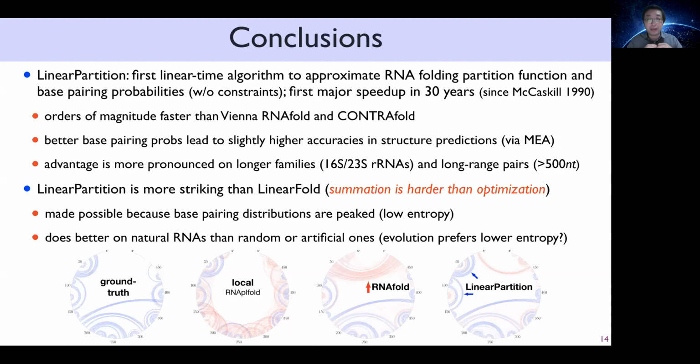And this is made possible because the base pairing distributions are relatively peaked, which has lower entropy. And our algorithm works better on natural RNAs than on random or artificially designed ones, because evolution prefers maybe lower entropy, but that we don't know, right? Because we found that it works better on natural ones.